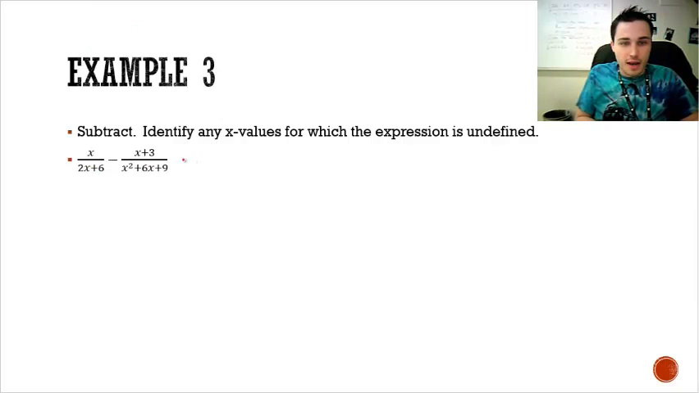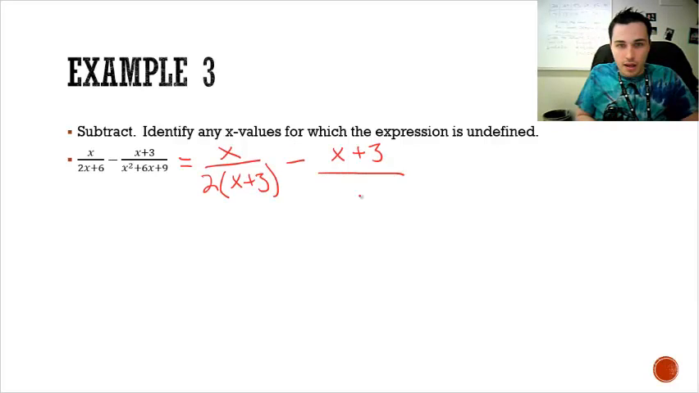And let's factor our denominators. So then I've got x over, I see a common factor of 2 down here, so pull out that 2. That'd be x plus 3. And then minus, I've got the x plus 3 over here. And let's see, multiplies to 9, adds to 6. That's going to be a positive 3 and a positive 3, so just x plus 3, x plus 3. All right.